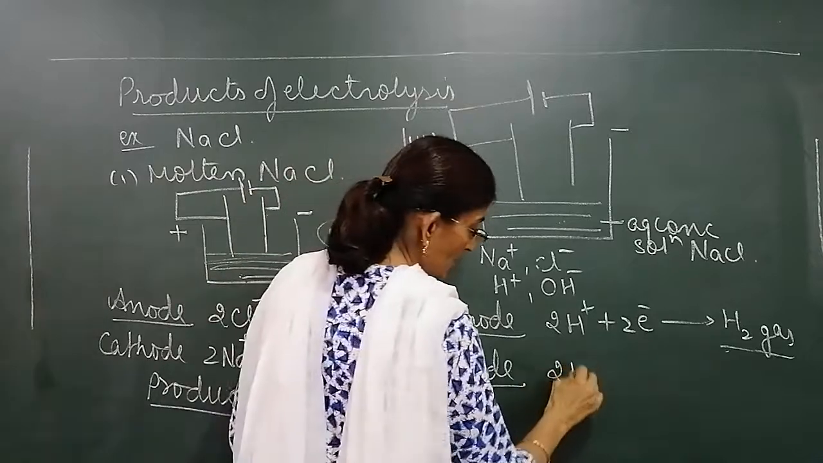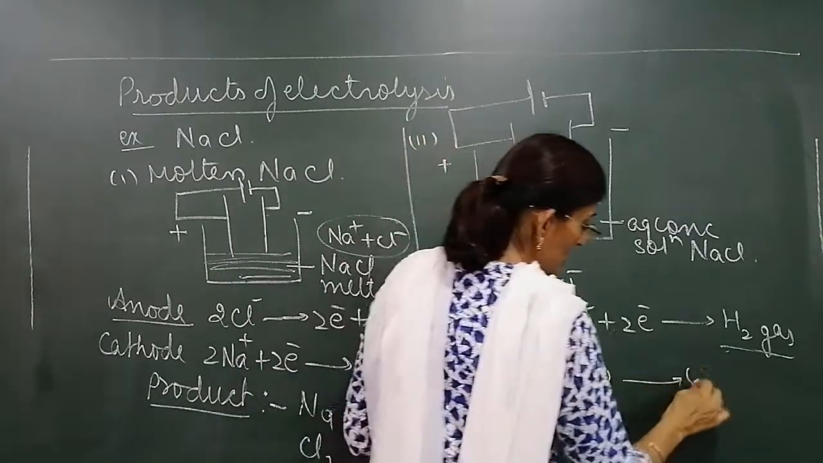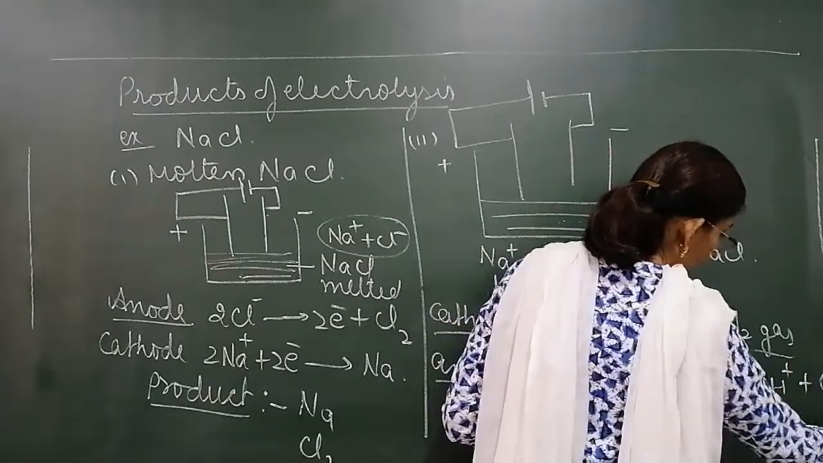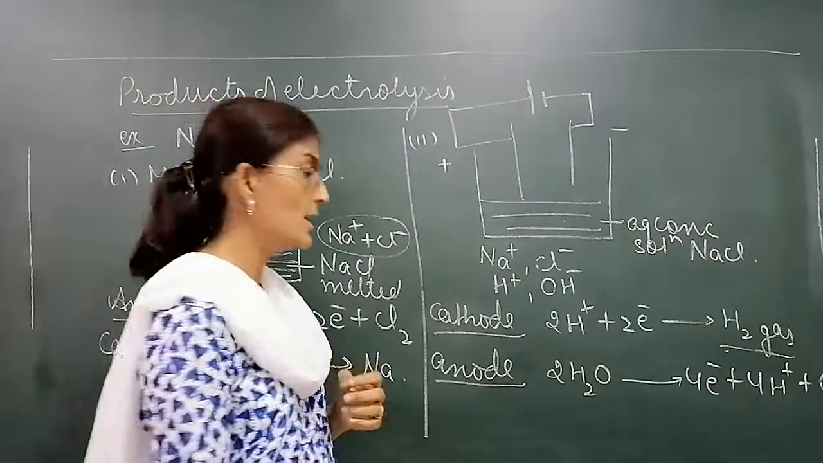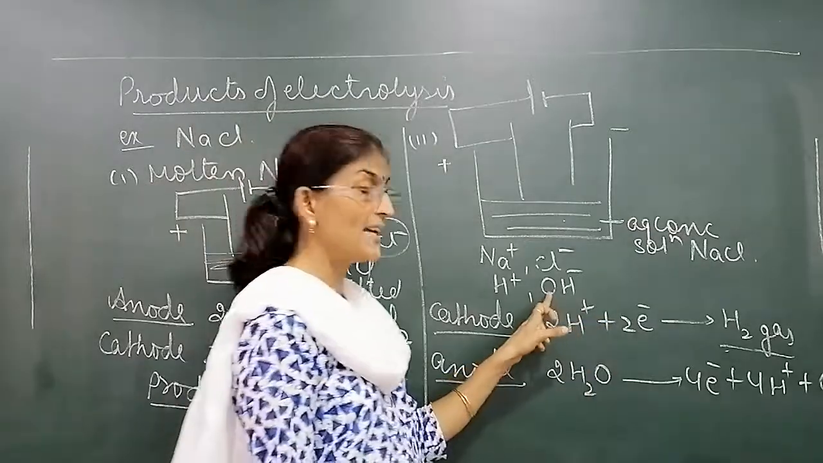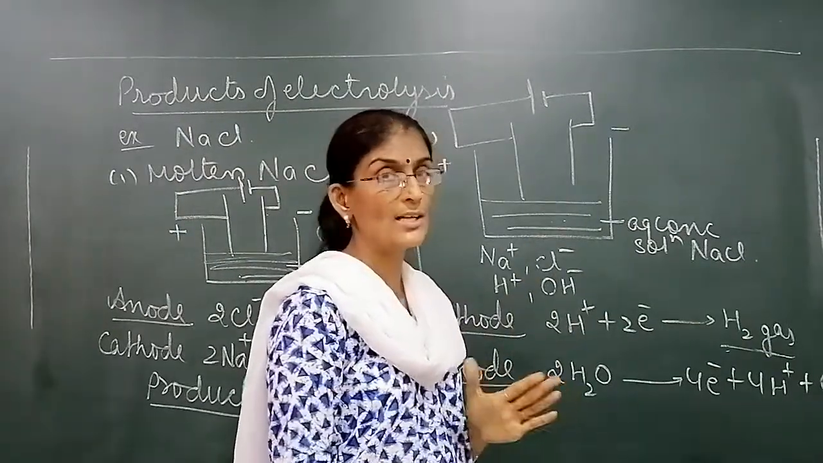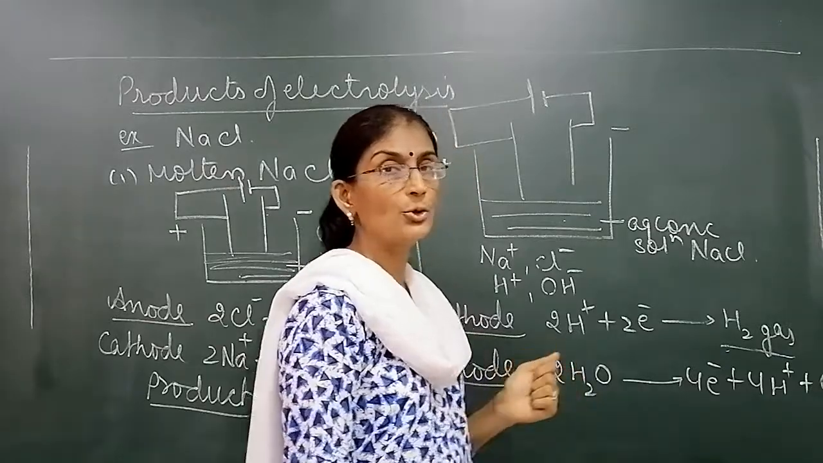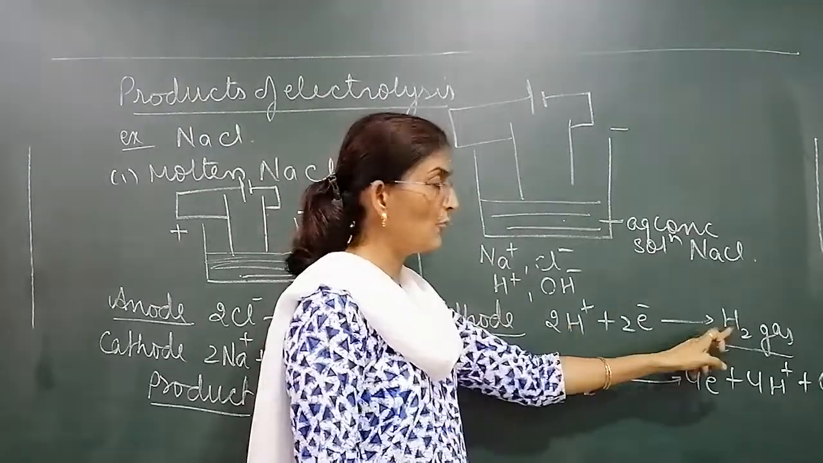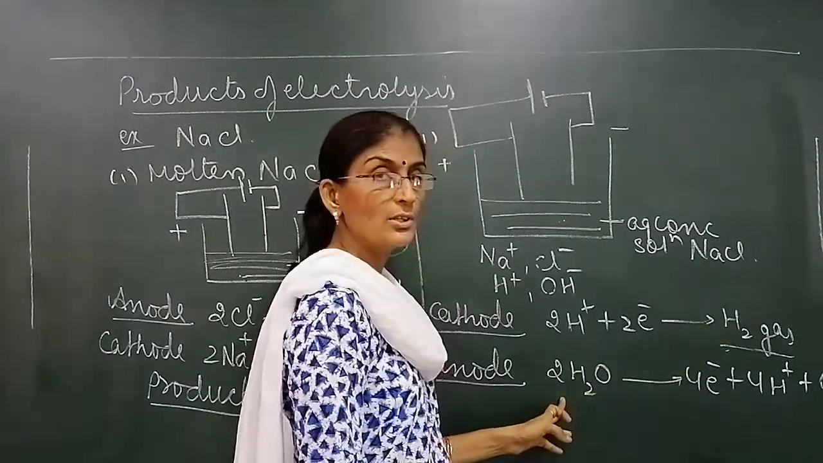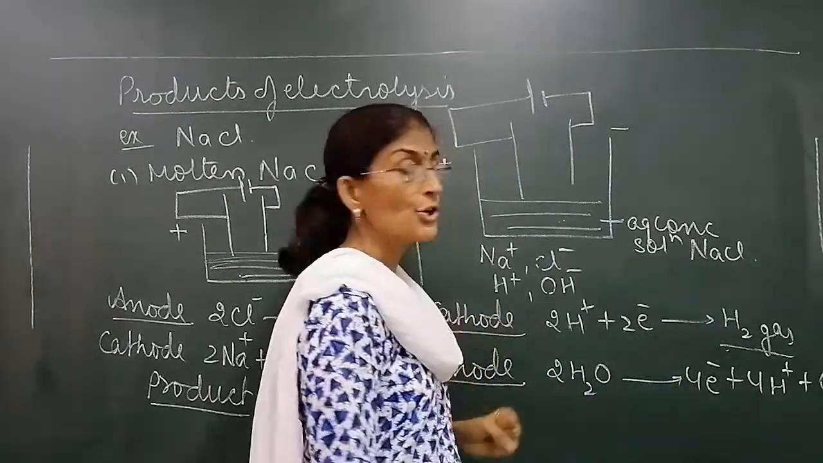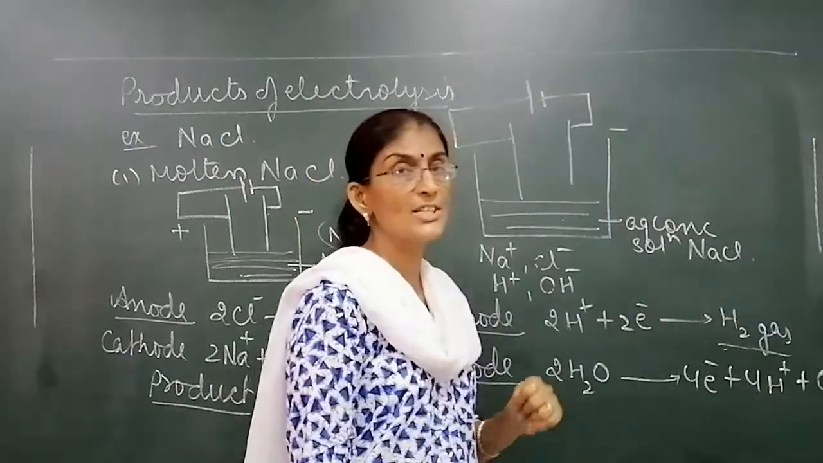How this takes place? 2 mole of water molecule loses 4 electron, 4H plus, and O2 gas will be produced. This is the oxidation reaction taking place at anode. Oxidation of water takes place, means this OH minus will move there and form oxygen gas. So what are the product obtained at anode and cathode? At cathode, hydrogen accept electron and form H2 gas. At anode, water loses electron and form oxygen gas. So if it is solution of NaCl, then hydrogen and oxygen gas will be produced.